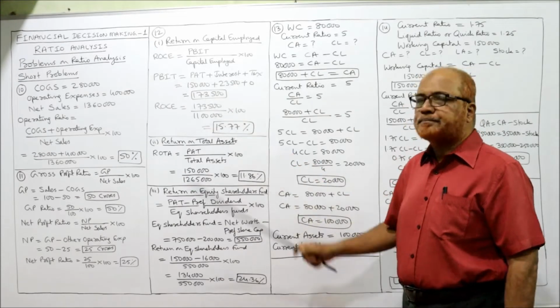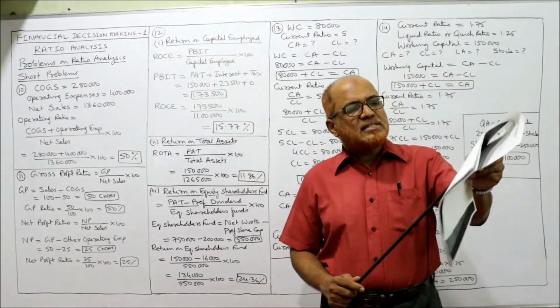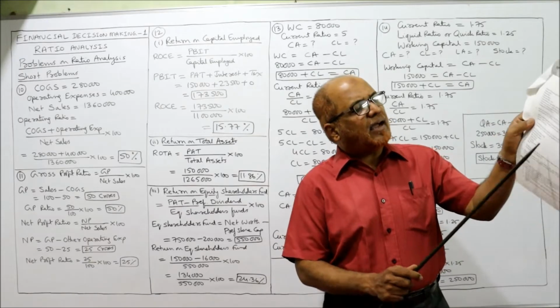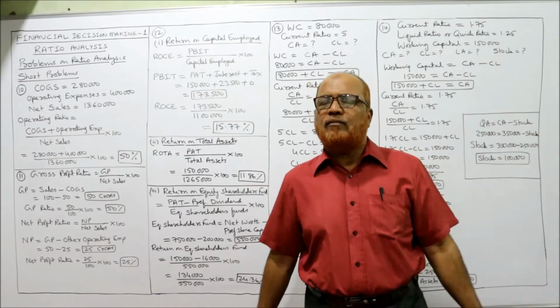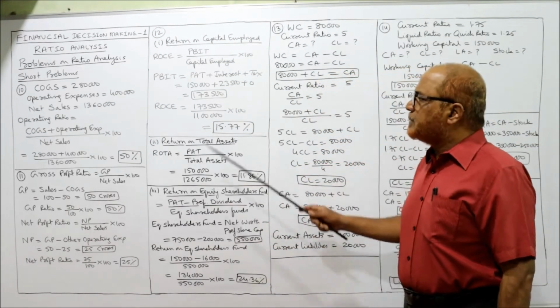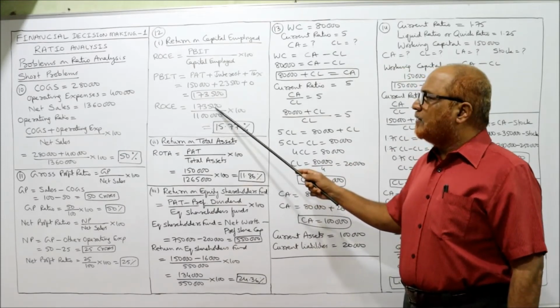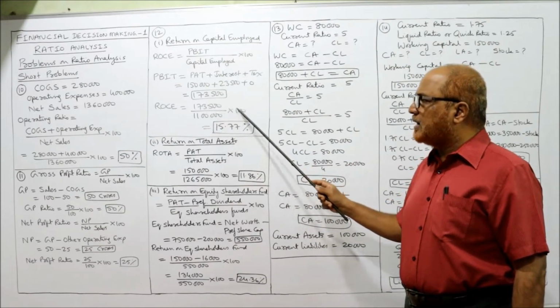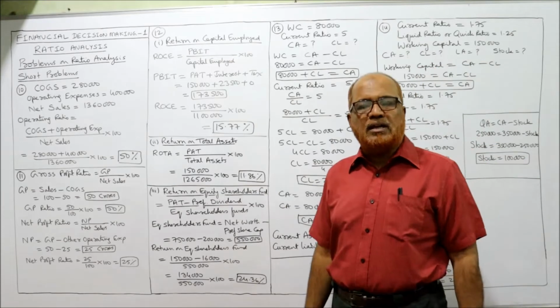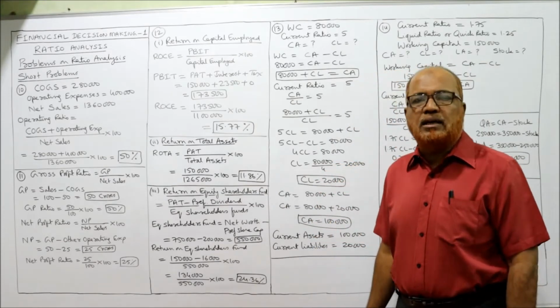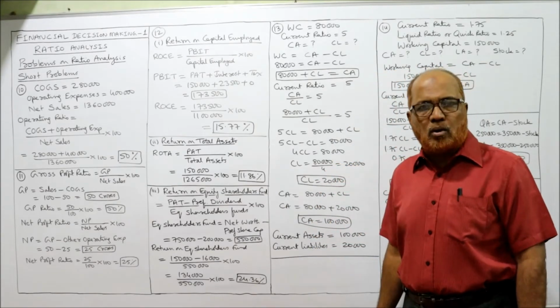This is the PBIT. Capital employed is directly given in the problem. You can see 11 lakh. It is given directly, no need of any calculations. Capital employed is 11 lakh. So 1,73,500 divided by 11 lakh into 100, 15.77 is the ROCE, return on capital employed.